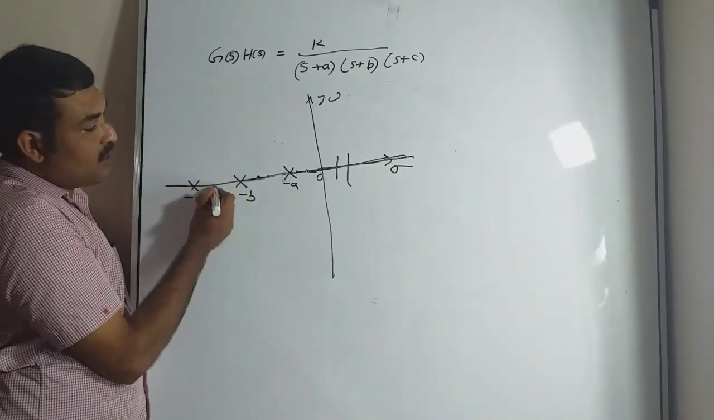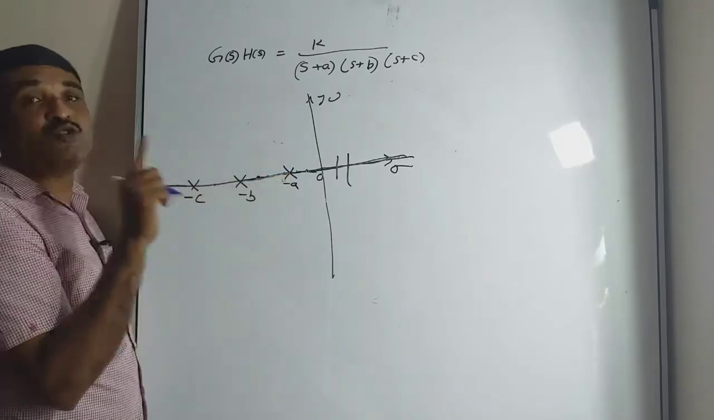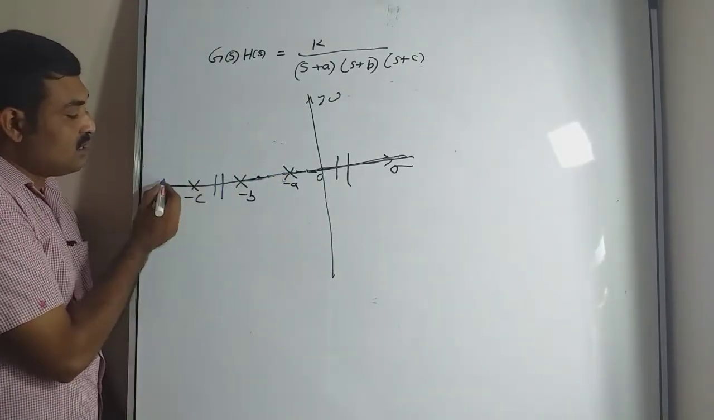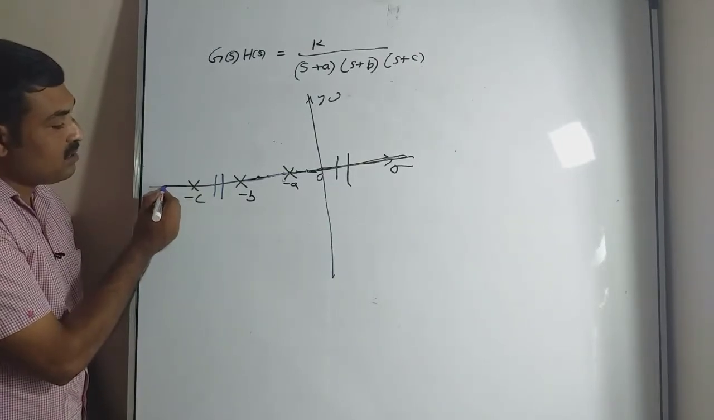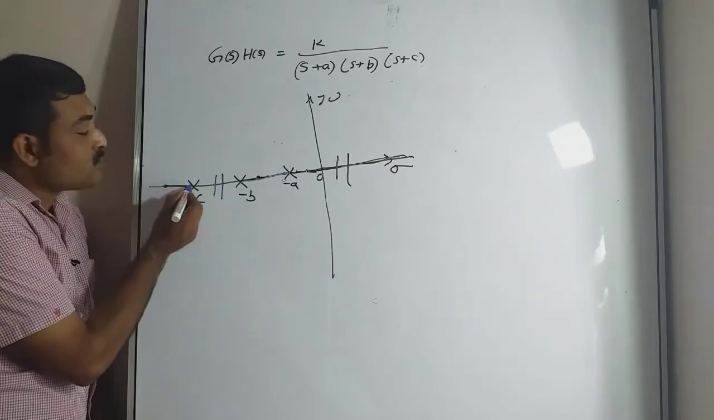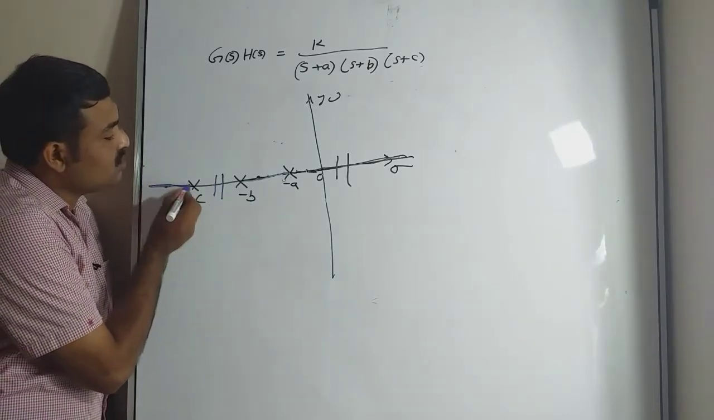Now consider a point here. So 1 plus 1, we have two poles. This is an even number, so this portion is not lying on root locus. Now consider a point here. So we have a total of 3 poles. That is an odd number, so this portion is also lying on the root locus.